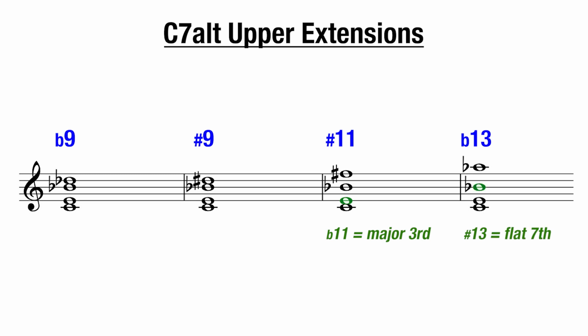Notice that a sharp 11 is also the same as a flat 5th, and a flat 13 is the same as a sharp 5. So we also got rid of the perfect 5th and replaced it with both a flat 5 and a sharp 5.